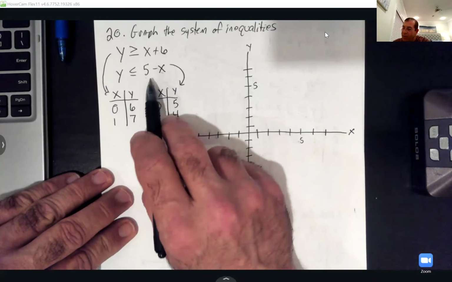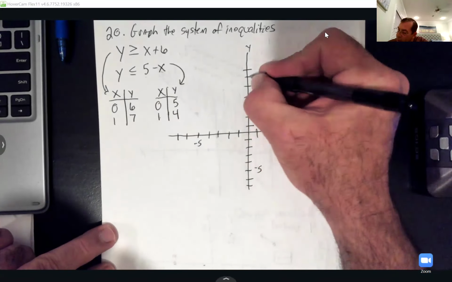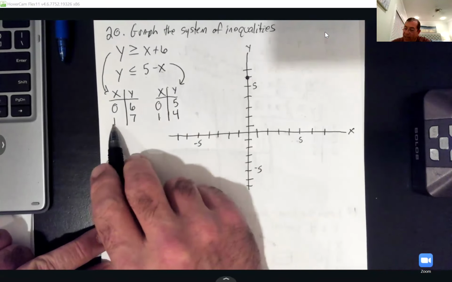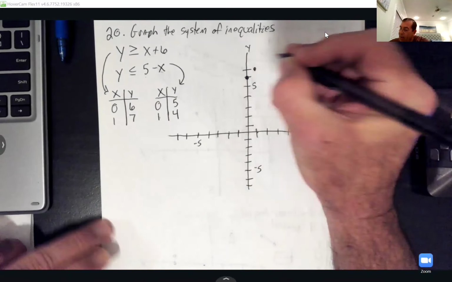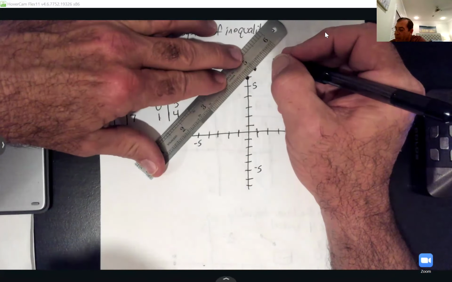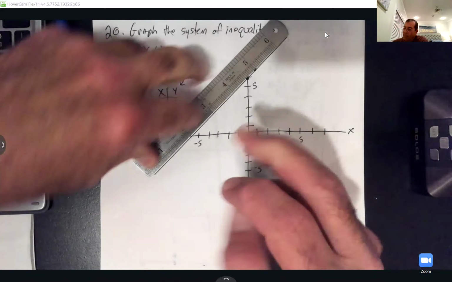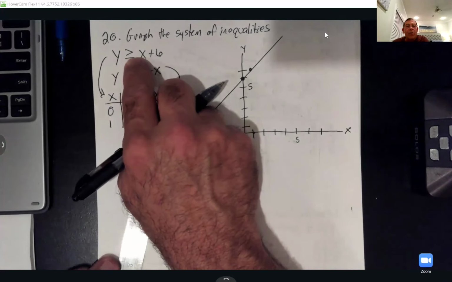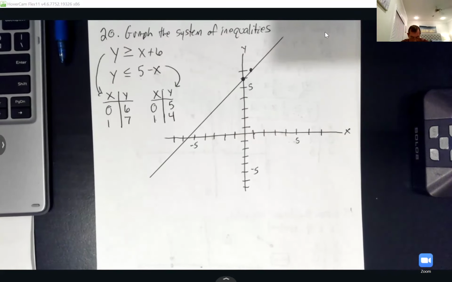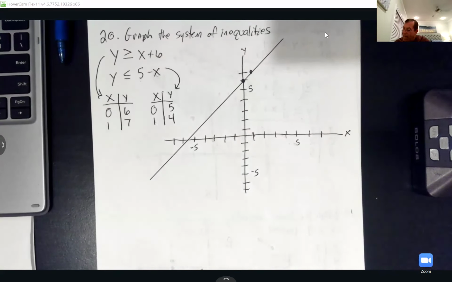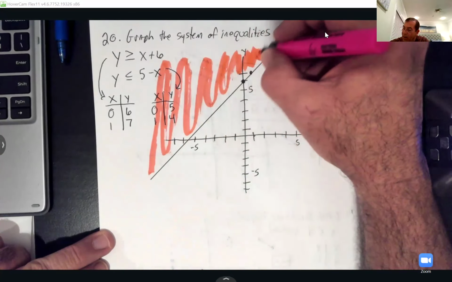So I'm going to draw my first line first. 0, 6 will be at 0, up 6. And then I had 1, 7, right 1, up 7. That was a solid line coming through those 2 points. And it's greater than on the first one, so you would shade it above the line.